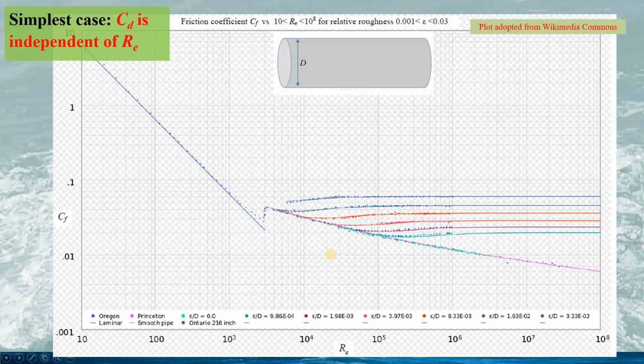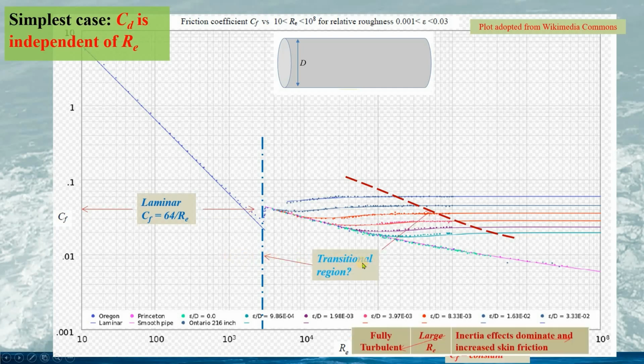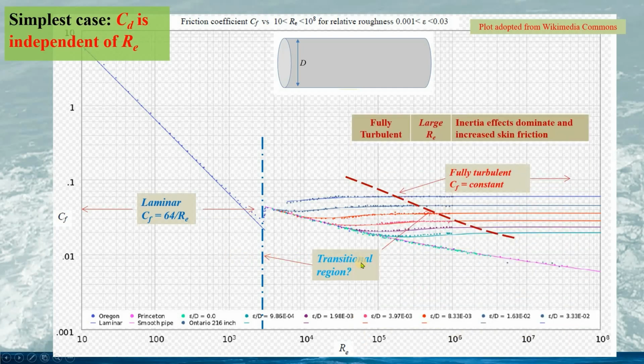So from this plot, we can see there are three different types of flows: the laminar flow, transitional flow, and the turbulent flows. When the Reynolds number is less than 2,300, the flow is generally laminar and the friction coefficient is calculated by this formula, and the pipe roughness has no effect on the friction coefficient.